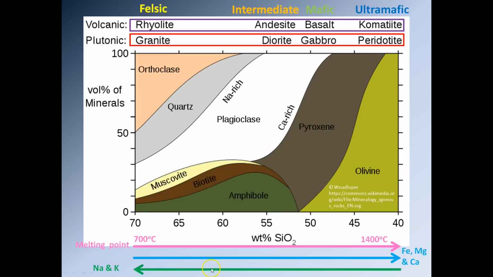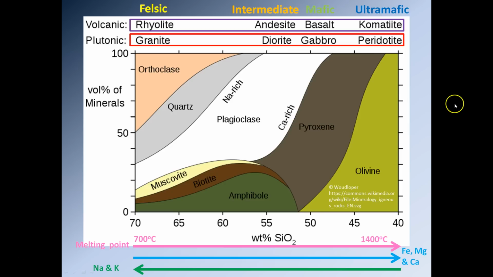So what else changes? Well, depending on what's actually melting to form the magma, the composition of the magma will change. So in the case of mafic and ultramafic magmas, what is melting to make that magma are mantle rocks. Mantle rocks are dominated by olivine, which is an iron magnesium silicate, pyroxene, which is an iron magnesium calcium silicate, and calcium plagioclase feldspar, which is a calcium silicate.